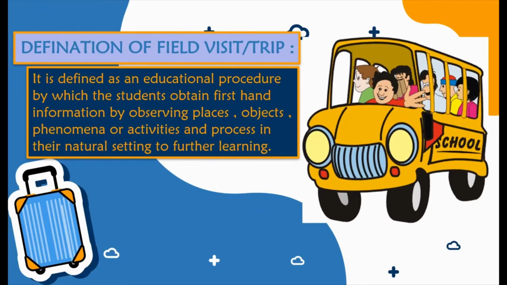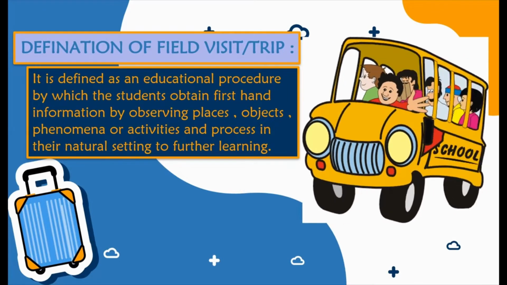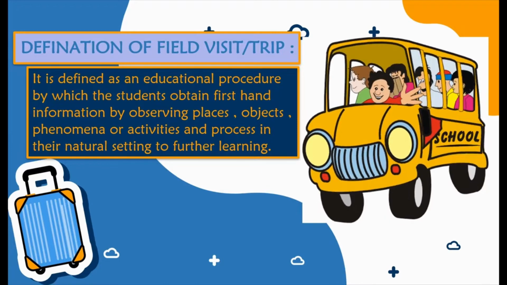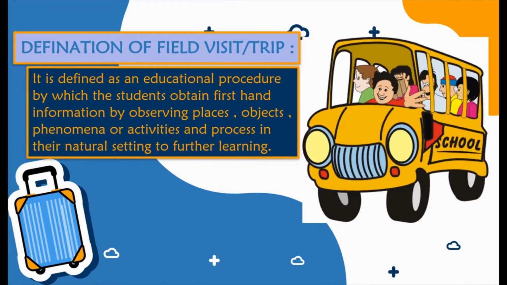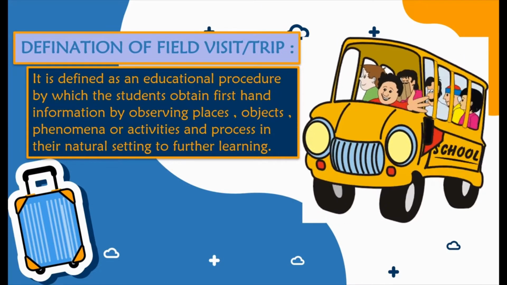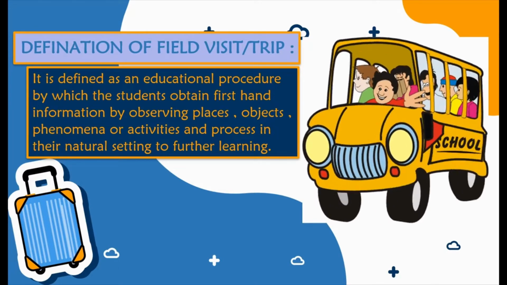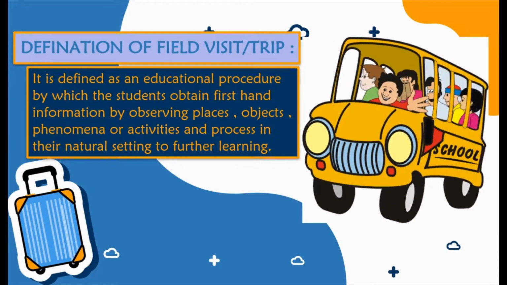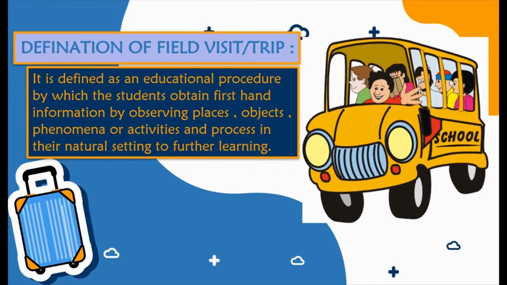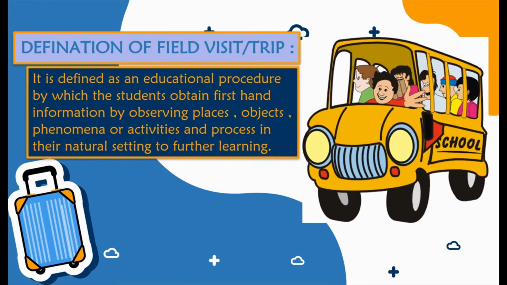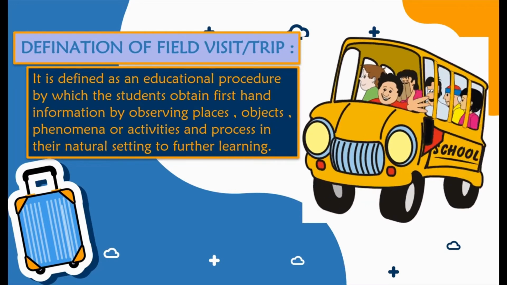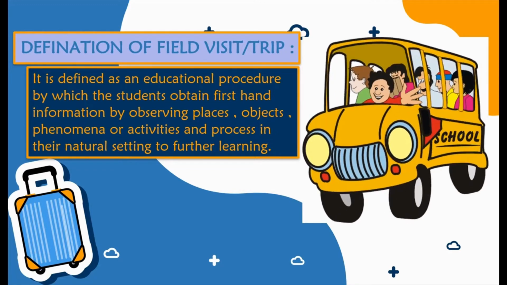So, here is the definition of field visit or field trip. A field trip is a visit to an area outside of the normal classroom where children or students can try new things, have different experience, and learn valuable life lessons. A field trip can be to countless locations where students can see new sights and have hands-on opportunities in a wide variety of experiences.